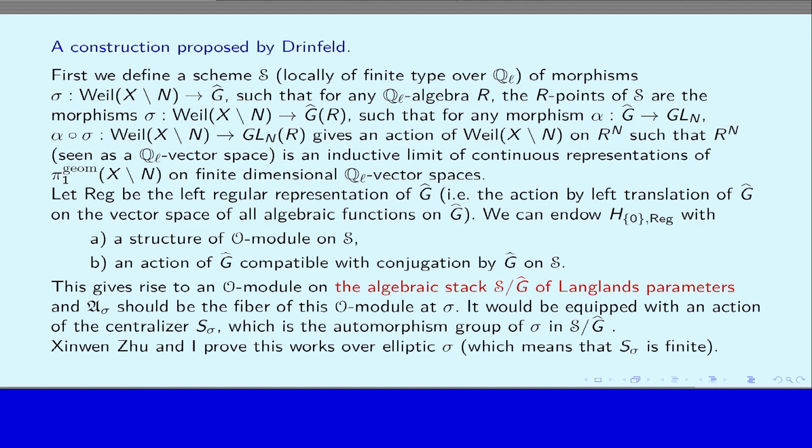So the definition is that for any Q_l algebra R, the R points are the morphisms of the Weil group to G hat of R, such that... there is something complicated because of the topology of pi_1 geometric. Assume that G hat is GL_n, then we have an action of R^n, and R^n, seen as a Q_l vector space, is an inductive limit, a union of continuous representations of pi_1 geometric on finite dimensional Q_l vector spaces. And then, if I denote by reg the left regular representation of G hat, with action by left translation, then H^0 reg is endowed with a structure of O-module on S, and an action of G hat compatible with conjugation.